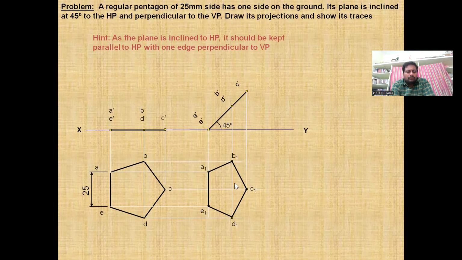So this is about the pentagon. This is about a plane inclined to one plane only. In general, from the examination point of view, we will get inclination to both planes. The plane is inclined to both the planes.